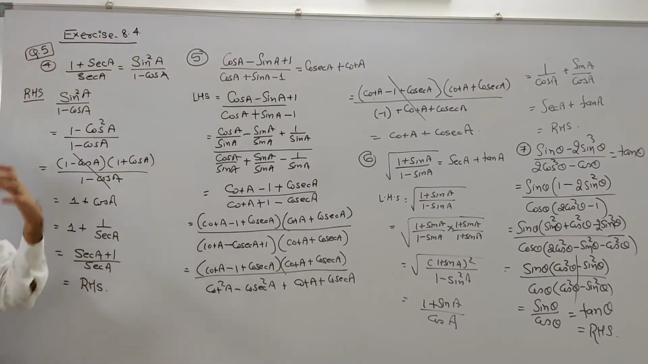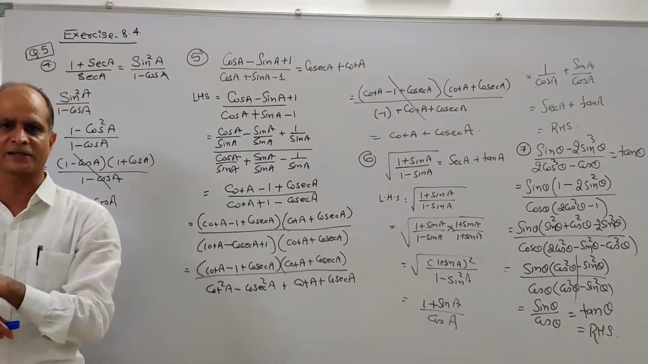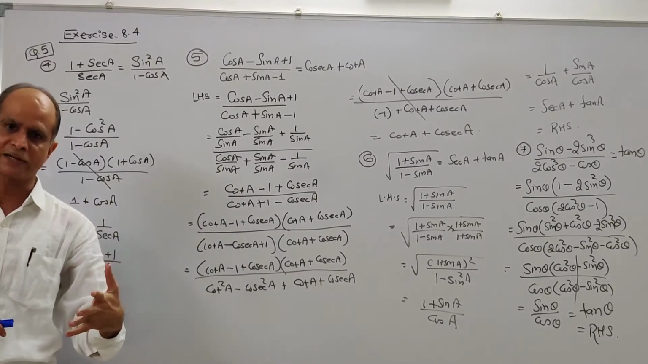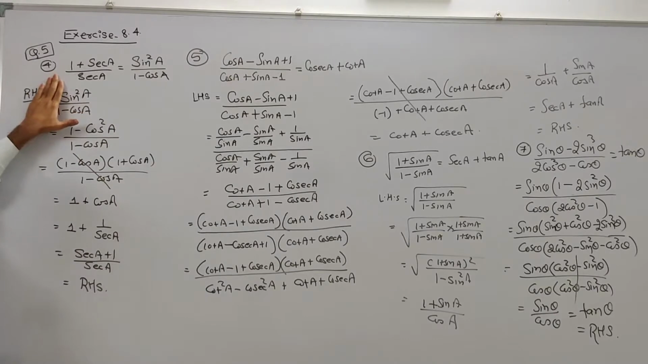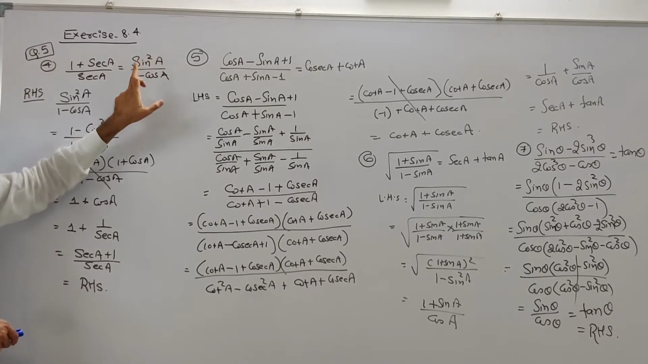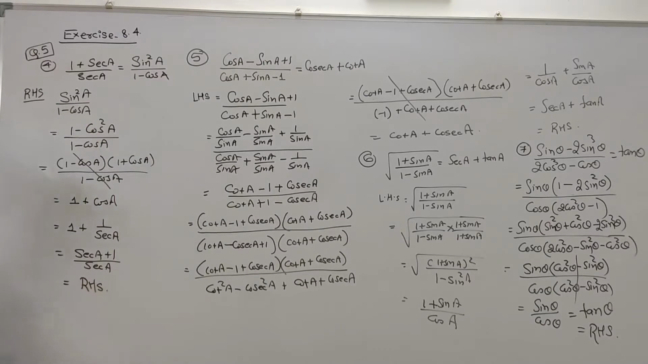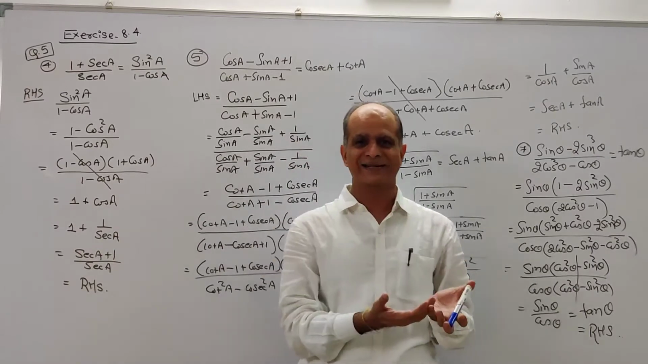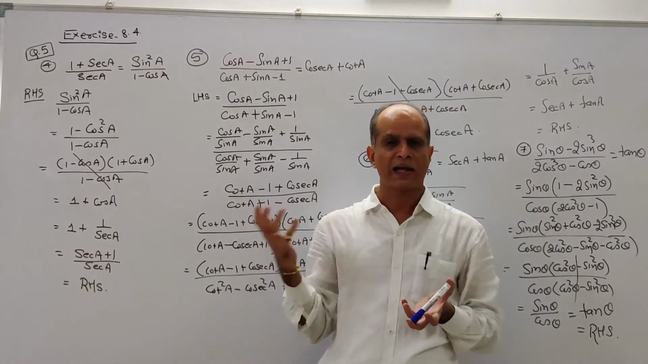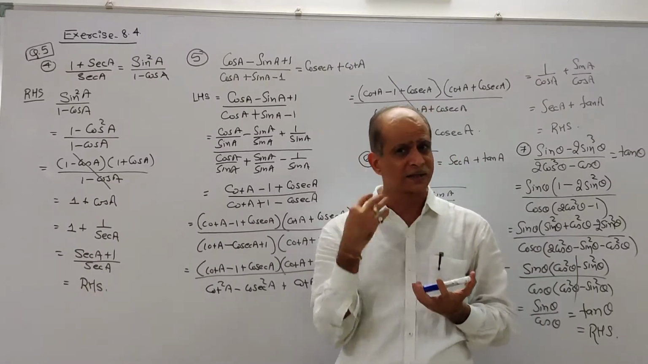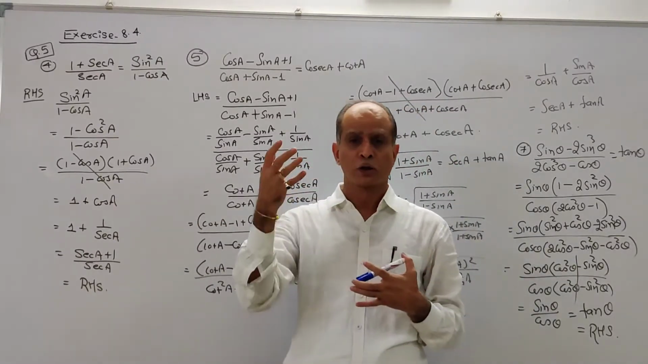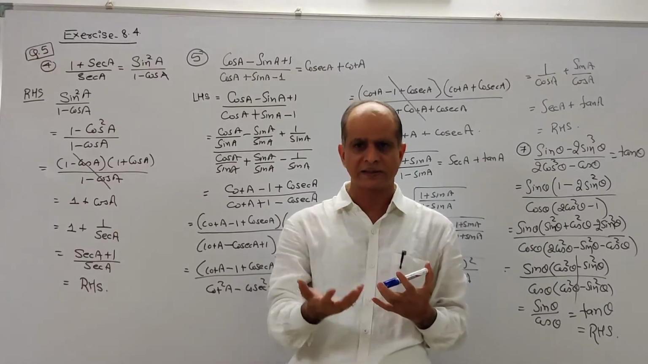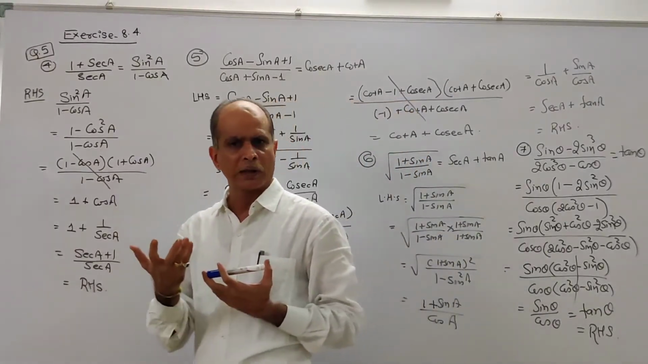The title of this example is: prove the following identities. We have already proved 3 identities. Now let me start the 4th identity. The 4th one is (1 plus sec A) upon sec A is equal to sin square A upon (1 minus cos A). You know, there are many ways to prove an identity. You can take LHS, use different formulas and get RHS. Similarly, sometimes you can take RHS, use formulas and identities, and then prove LHS.